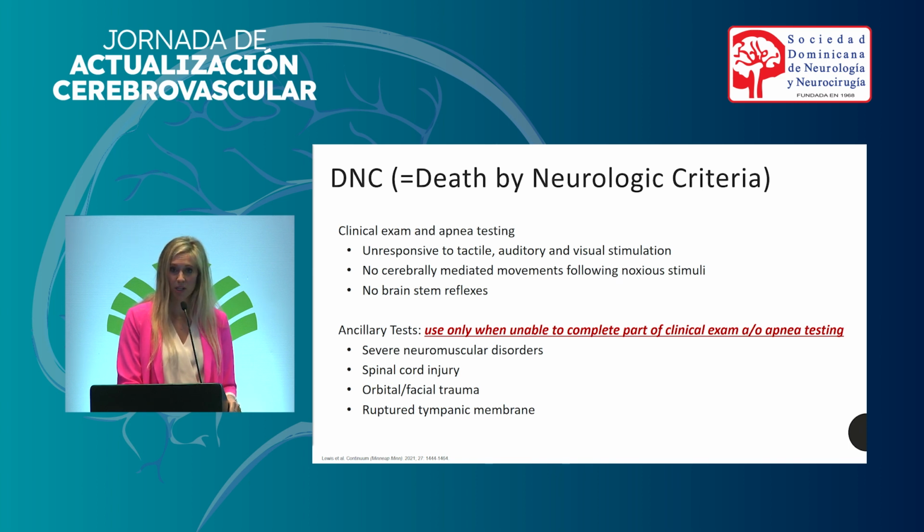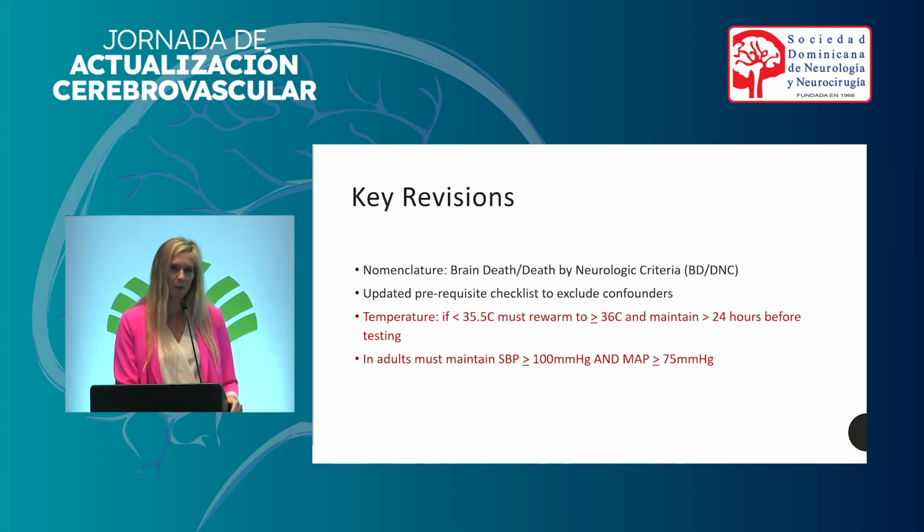If people have a spinal cord injury, right, and they're quadriplegic, you need ancillary testing because you won't know if they can react purposefully to noxious stimulation. So those are the most common ones. I will also say that people with severe underlying pulmonary issues who are maybe CO2 retainers also likely need ancillary testing.